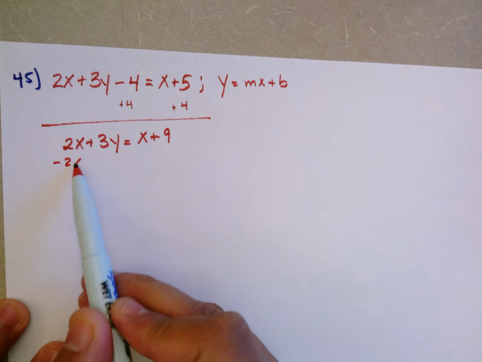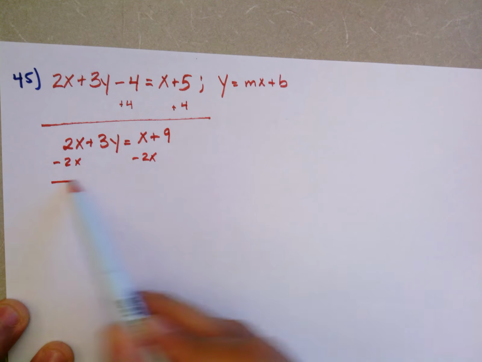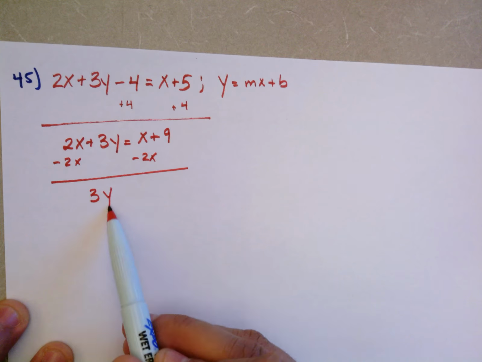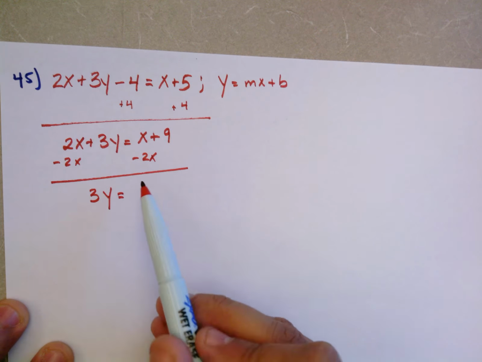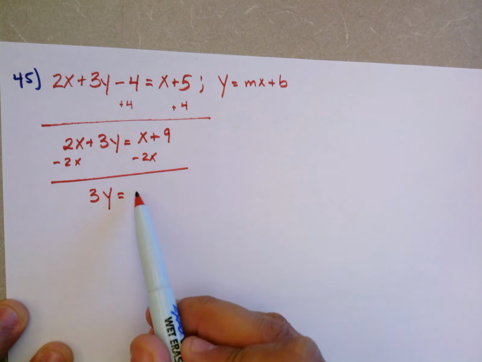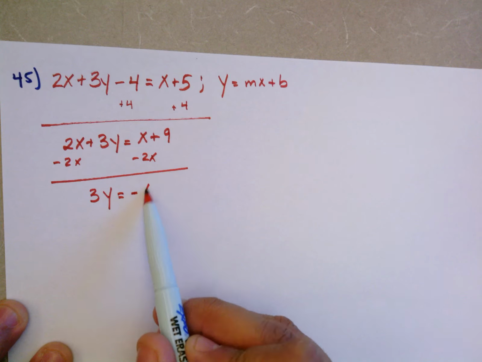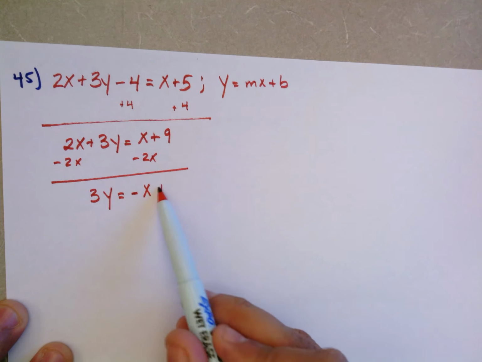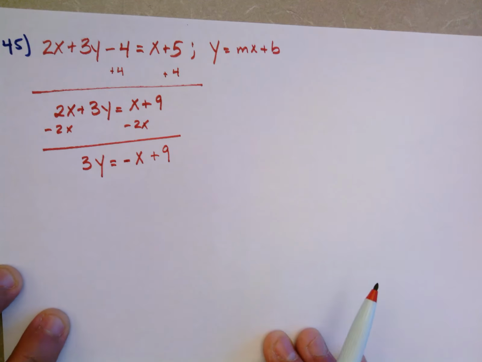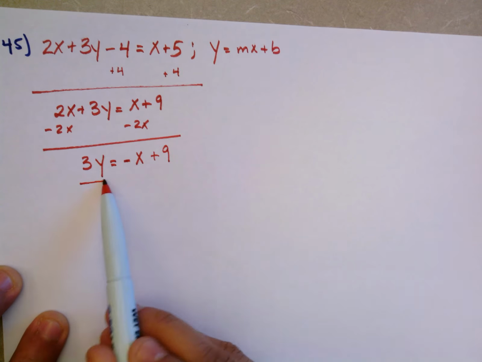Then I'll subtract 2x from both sides, and I'll be left with 3y equals x minus 2x, or 1 minus 2 is just negative 1, or we're going to call it negative x plus 9. Now I divide both sides by 3.